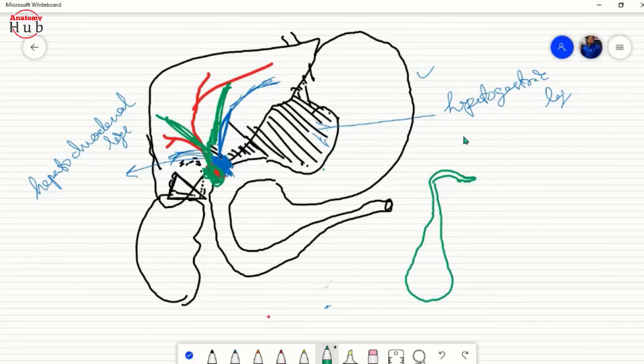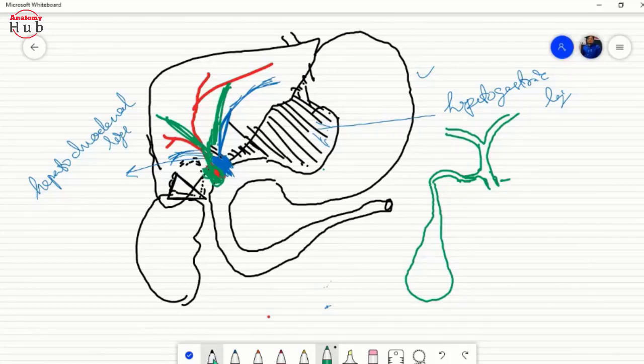Okay, and from the right side you will find the right hepatic duct, from the left side you will find the left hepatic duct, and this is your common hepatic duct. This common hepatic duct unites with the cystic duct. Right, and at this point, this is your common bile duct. Okay, this is the common bile duct.